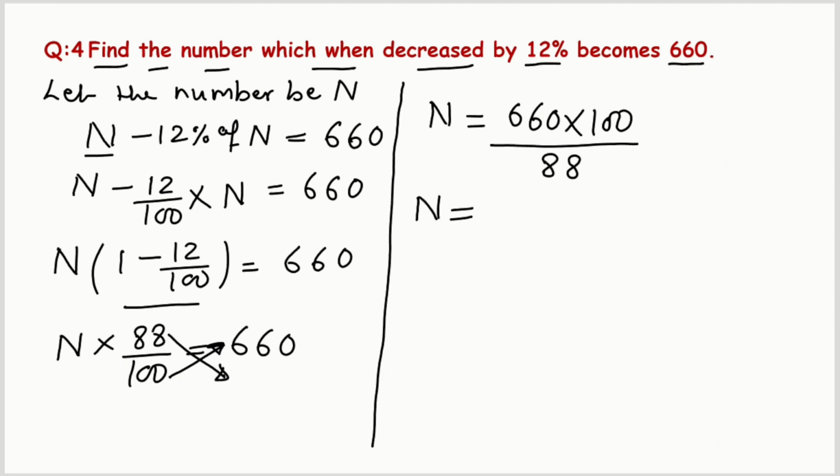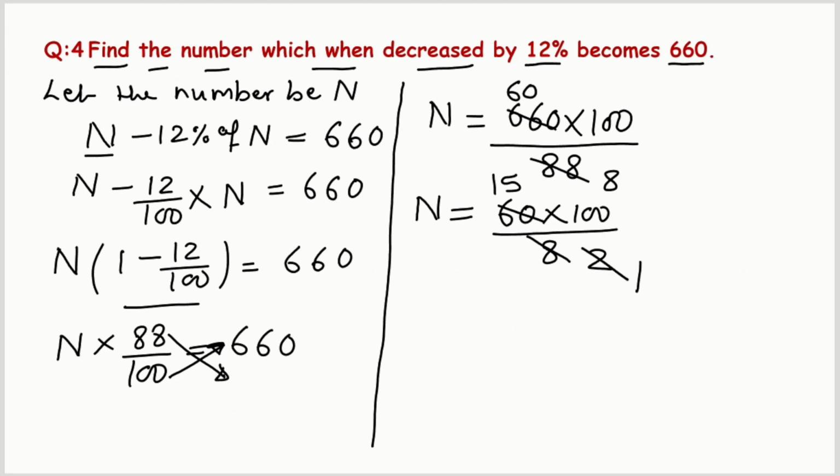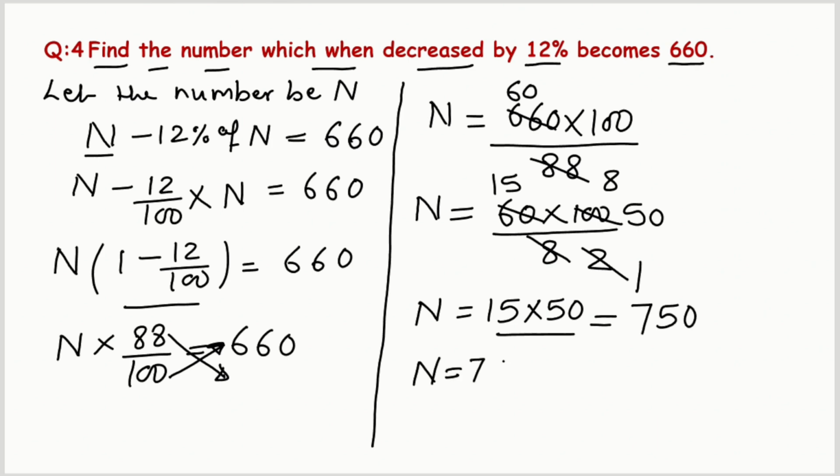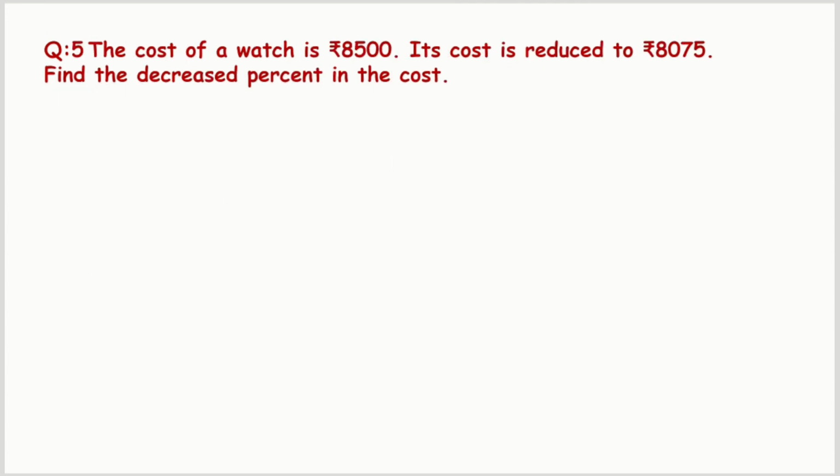So n equals, 11 times 8 is 88, 11 times 6 is 66, and 0. So the number will be 60 times 100 over 8. Now 4 times 2, 4 times 15 is 60. 2 times 1 is 2, 2 times 50 is 100. So the number will be 15 times 50. After multiplication of these two numbers, you will get 750. So the number is 750, which when decreased by 12% will give you 660. So here I have taken one more problem.